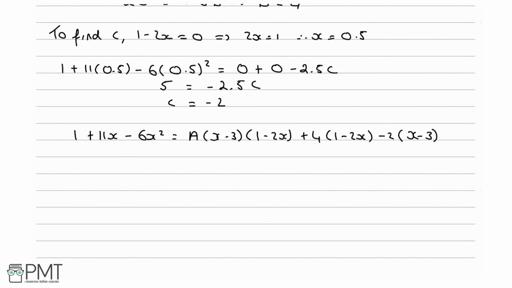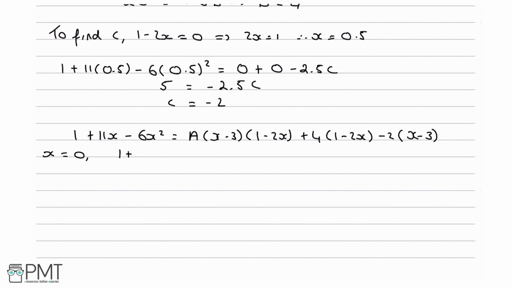Now to find a, we can't really substitute anything to make the rest of the terms 0, because anything we plug in will also make a times 0, so it will remove it. So what I'm going to do is let x equal 0, and we're going to solve for a in that way. Okay, so we're just going to say x equals 0.